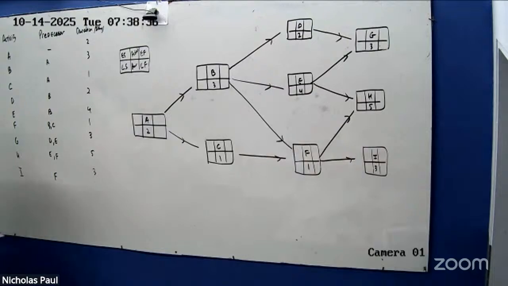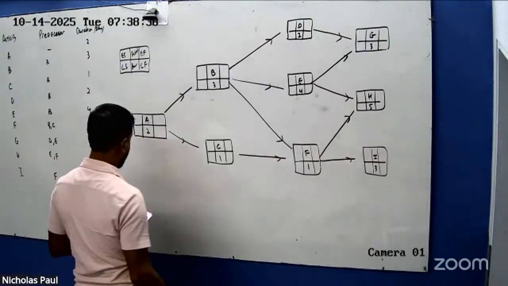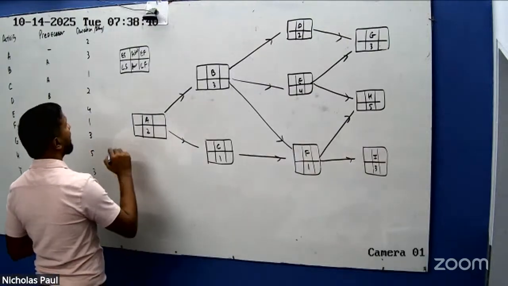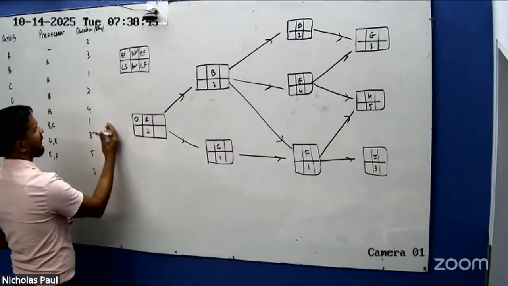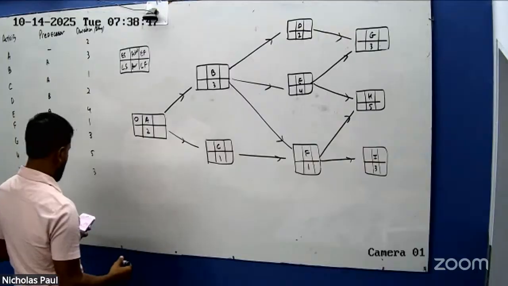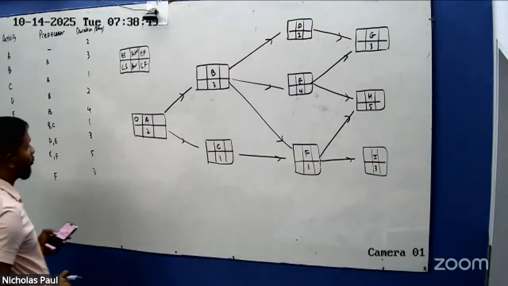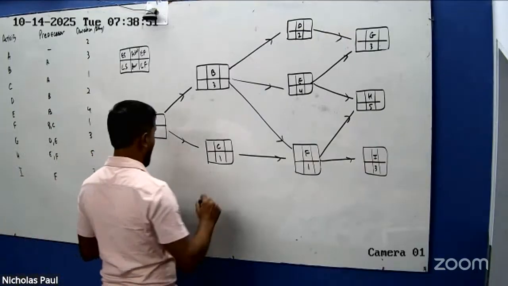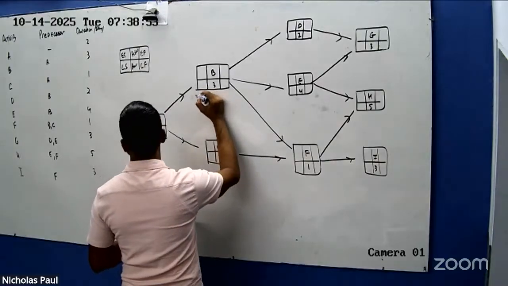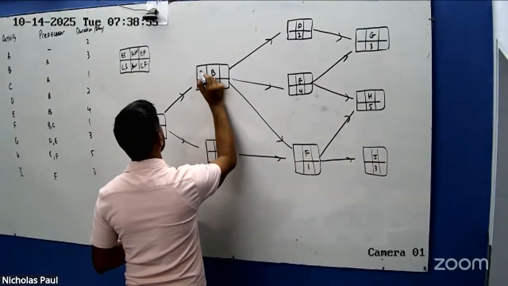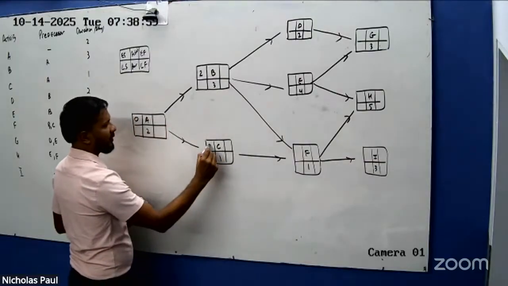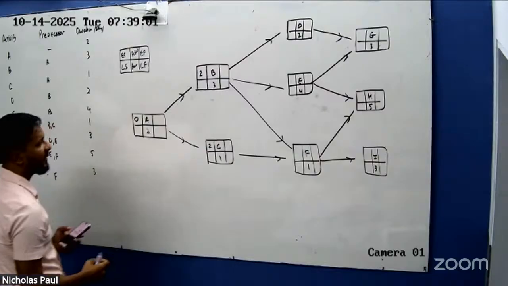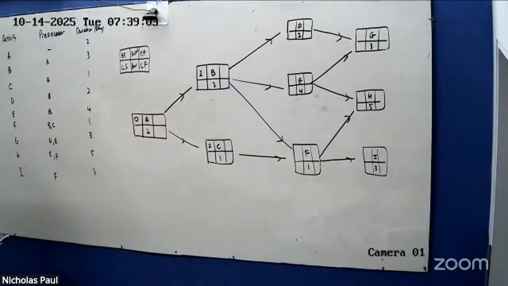So let's start. The earliest start time for A, of course, is 0 days, because nothing is before it. Okay? So now, what's the earliest start time for B? The earliest start time for B is 2 days. The earliest start time for C is 2 days. That's okay?